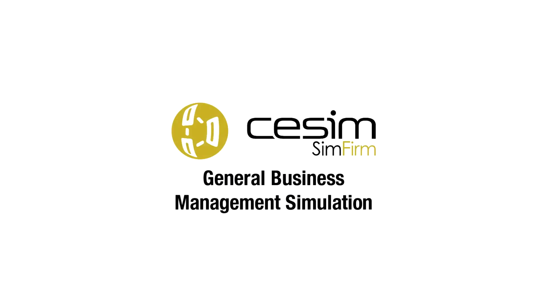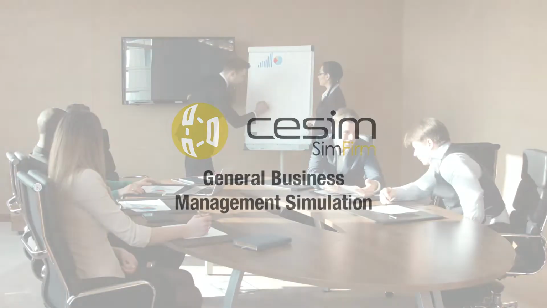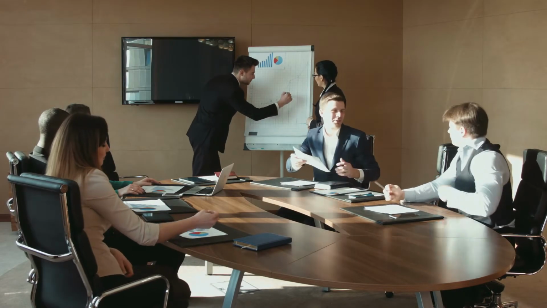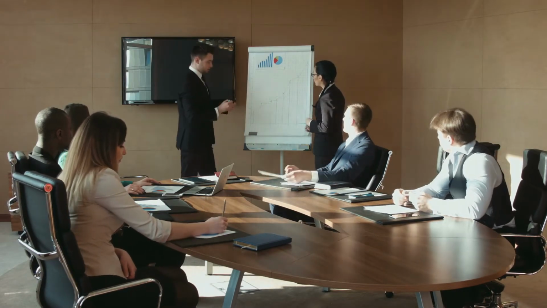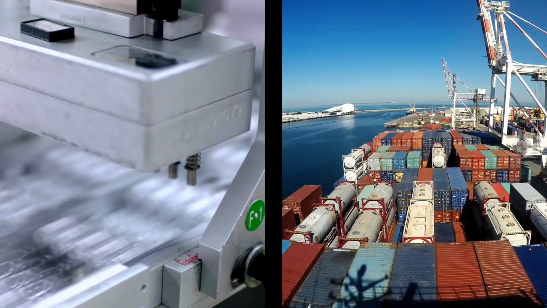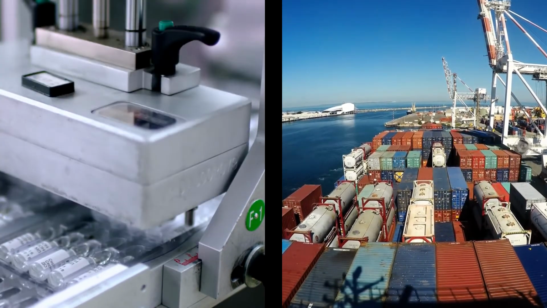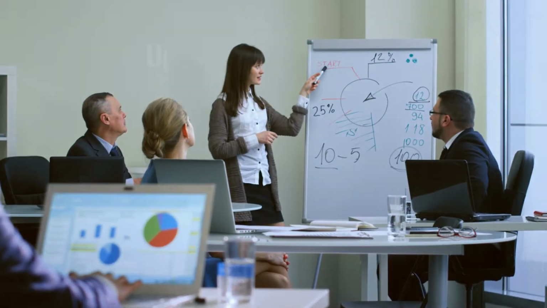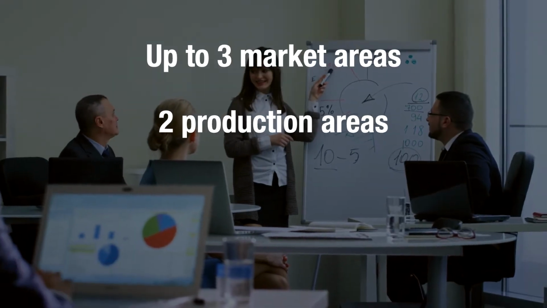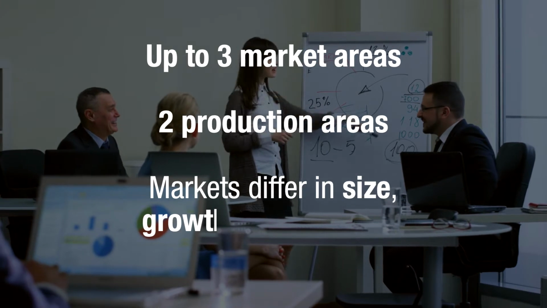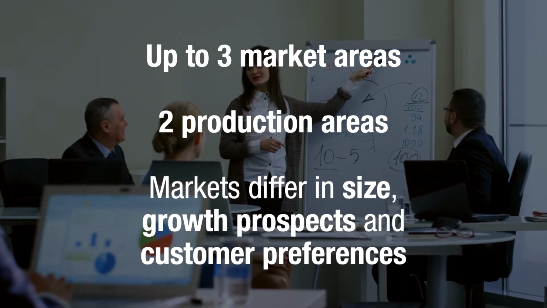Cesim SimFirm increases the participants' awareness and capability of operating a company from a general management perspective in a competitive environment. Participants manage a manufacturing company with international operations. There are up to 3 market areas and 2 production areas available. The markets differ in size, growth prospects, and customer preferences.